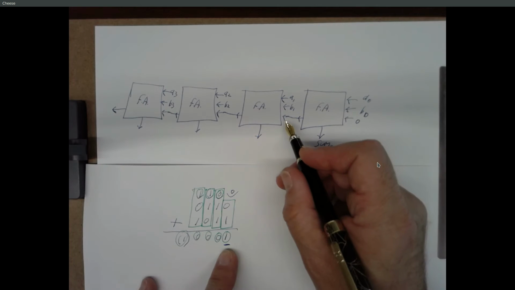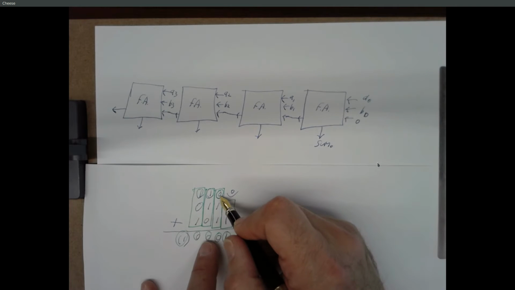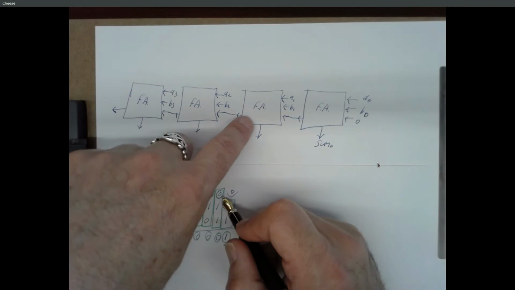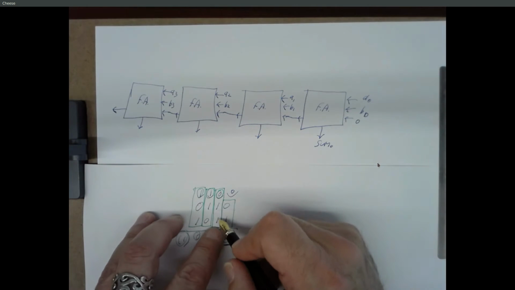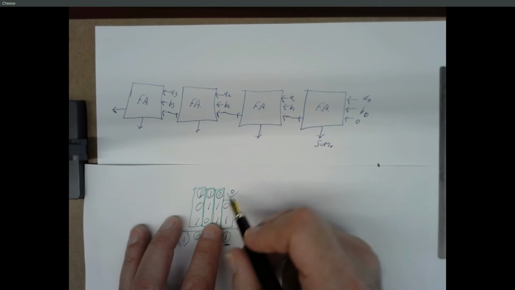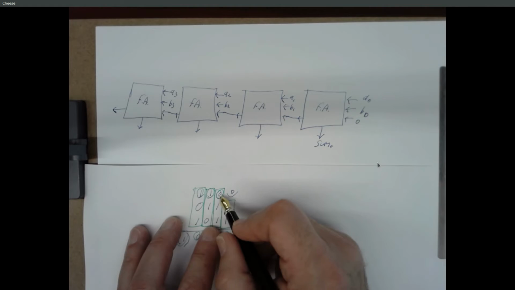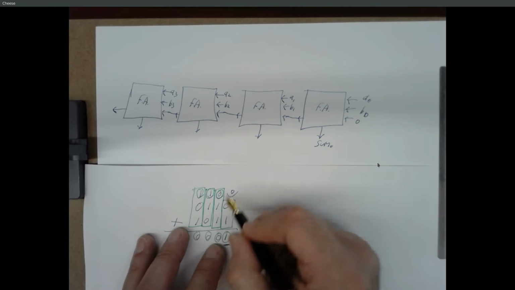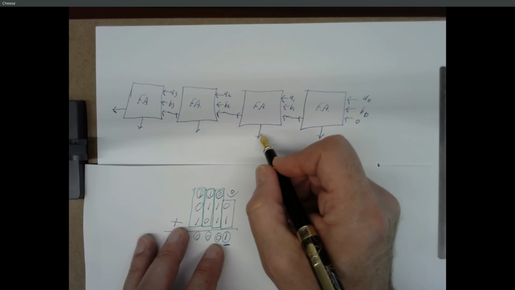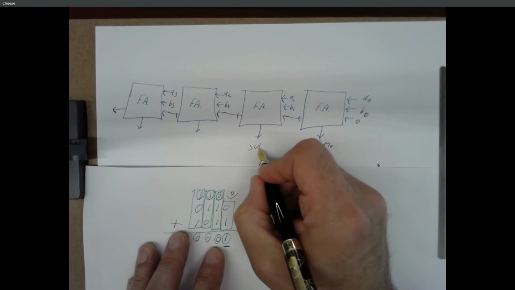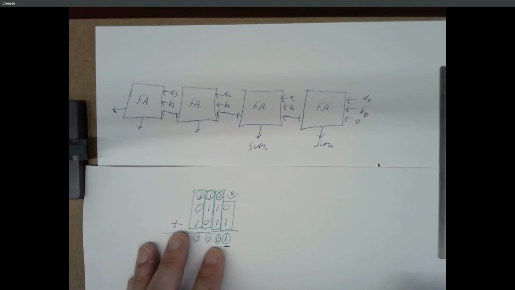And if it generates a carry, that carry will be fed into the second full adder and will get added to A1 and B1. If the carry is 0, it'll do 0 plus 1 plus 1. If the carry happened to be 1, it would do a 1 plus 1 plus 1. So the output of this adder is going to be the next bit of our sum.